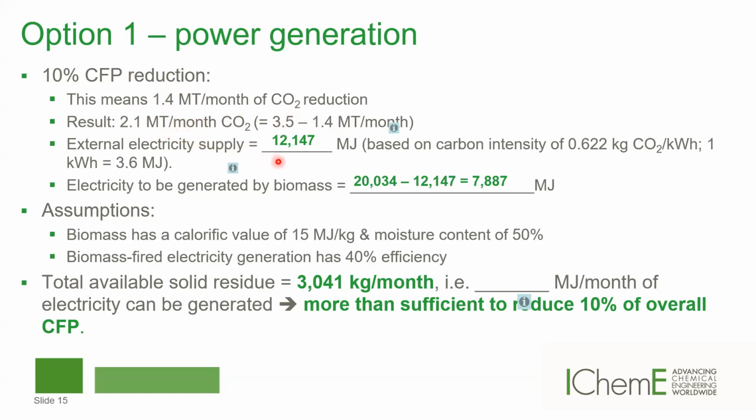So we calculate our external electricity supply based on this remaining value, and that would be 12,147 megajoules. So dapat if we want to reduce by 1.4 na emissions, this is the power supply that we can use externally. Therefore the rest should be supplied by the biomass waste.